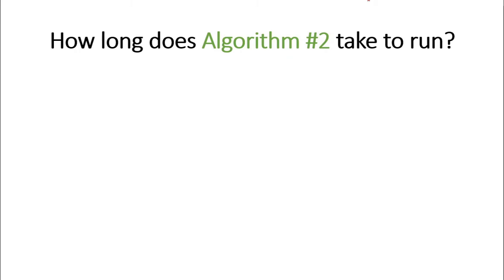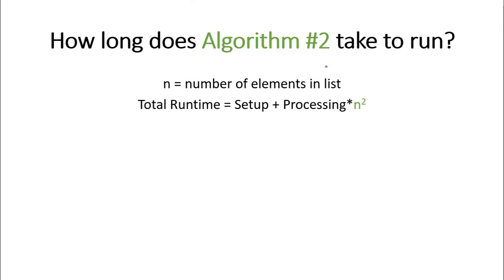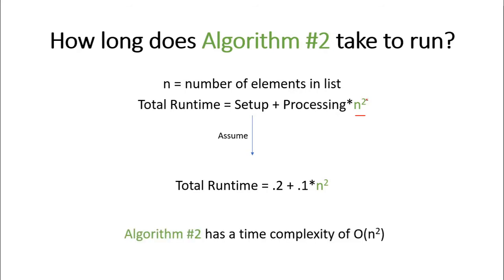So let's figure out how long algorithm 2 takes to run. n is still the number of elements in the list, and total runtime is still setup plus processing time. However, in algorithm 2, it's n squared. And so we still assume setup is 0.2 and 0.1 for processing time. And if you run through the same analysis, you'd recognize that algorithm 2 has a time complexity of O of n squared, or we would say quadratic, right, because of the n squared.